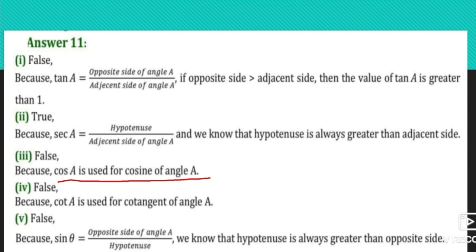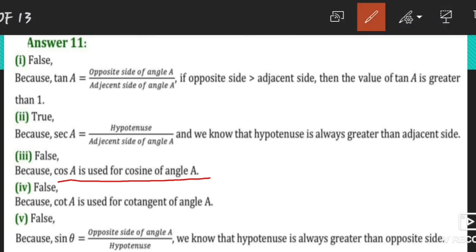You know that the hypotenuse is always greater than the opposite side, so this is false. In this way you have to justify which one is true and which one is false. All the reasons are given here in this slide.